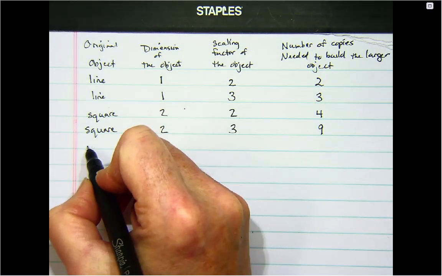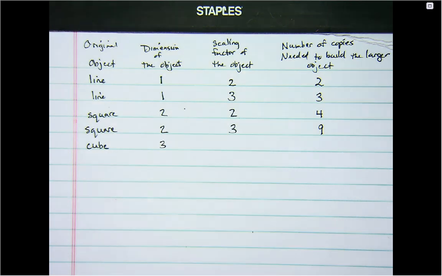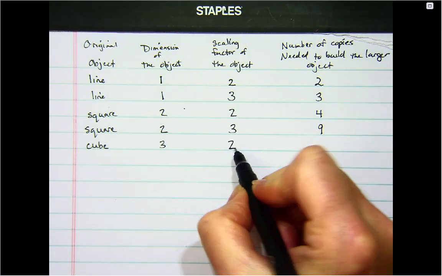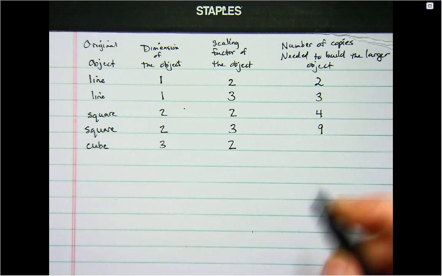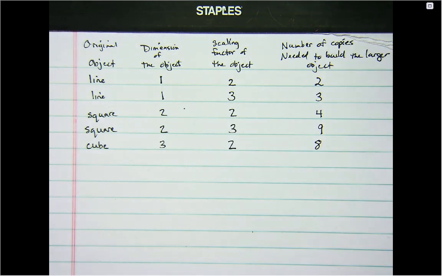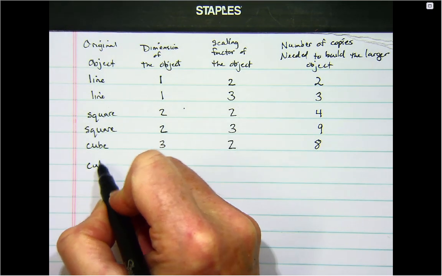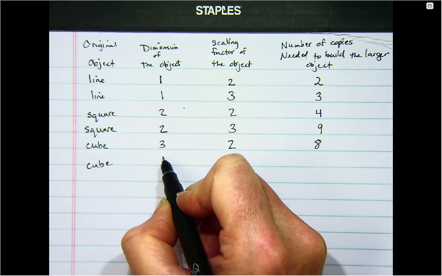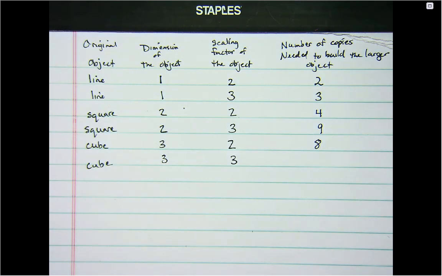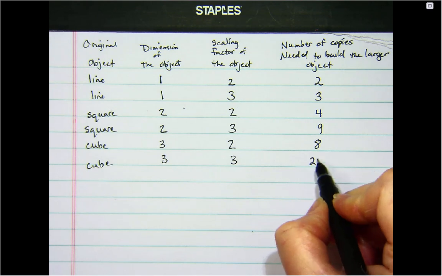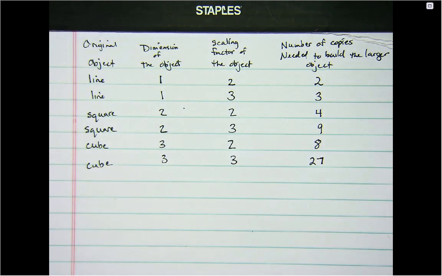That brings us to the cube. So the cube is 3-dimensional. First we made the cube twice as big, so our scaling factor was 2, and to make the cube twice as big, it took 8 copies of the original. And then we took the cube, which is 3 dimensions, and we made it 3 times as big. So to make the cube 3 times as big took 27 copies. So here's our experiment data all put in one place.